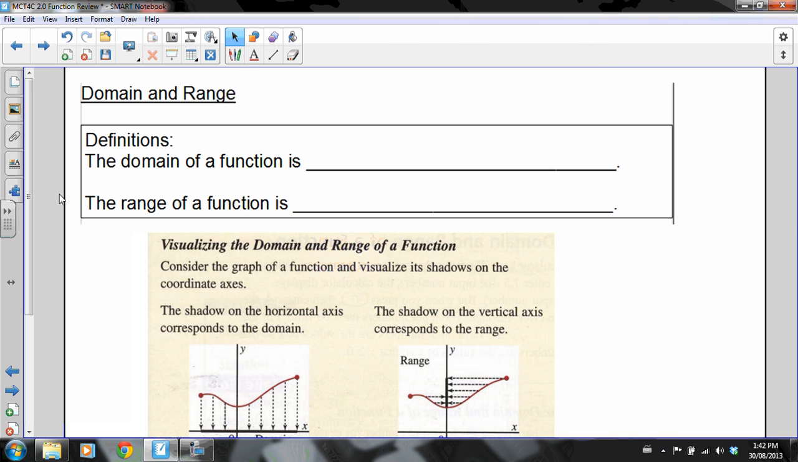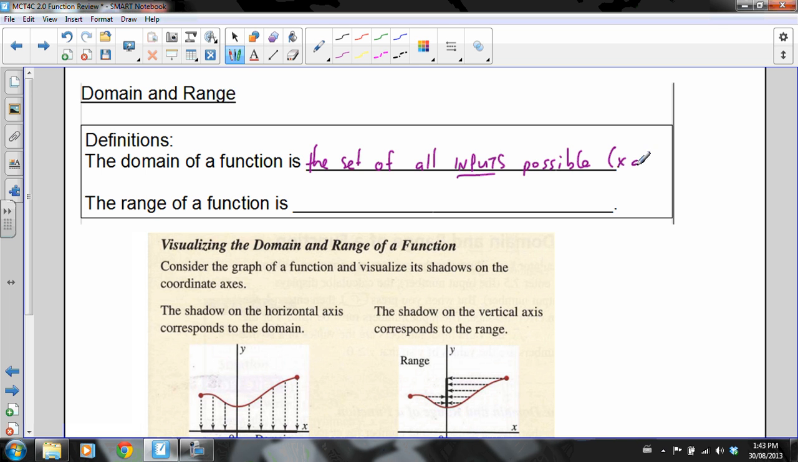We said the domain is kind of like the inputs, and in fact, that's what it is. It's the set of all inputs possible. And sometimes, as we'll see in the examples below, there's a restriction on the input and not all of them are allowed, right? We think of this as along the x-axis, so all the possible values along the x-axis.